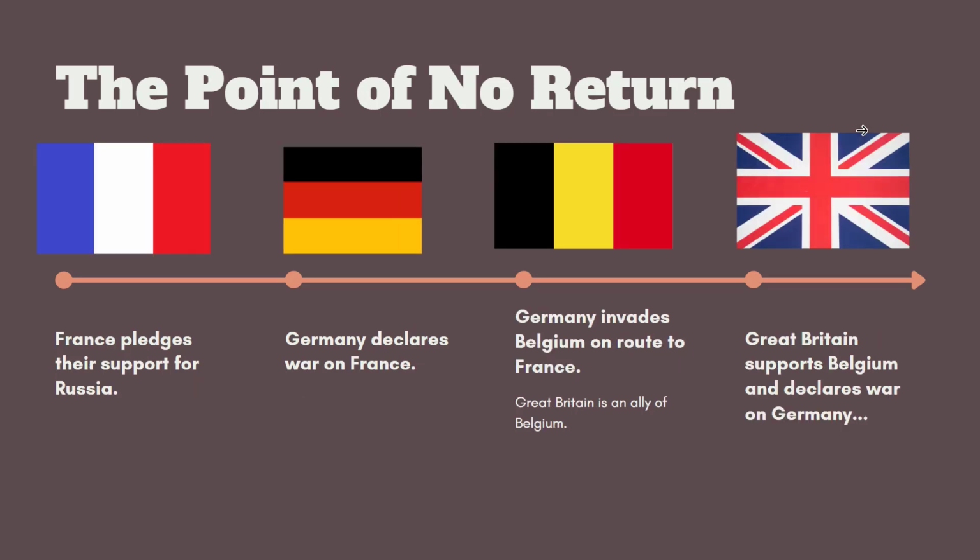And because Russia is in this war now, France jumps in because they're allies and pledges their support for Russia. Germany was like, you aren't supposed to be in this, France. Why are you in here? And Germany then says, well, we're declaring war on France, right? So because they declared war on France, Germany decides to invade France, and to get there, goes through Belgium. That wasn't a great idea, because Great Britain is an ally of Belgium, and now Great Britain declares war on Germany for invading Belgium, okay?